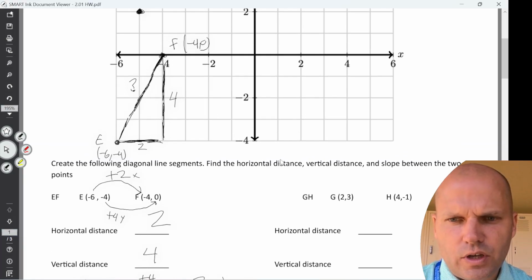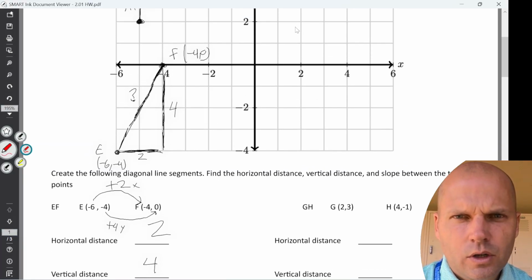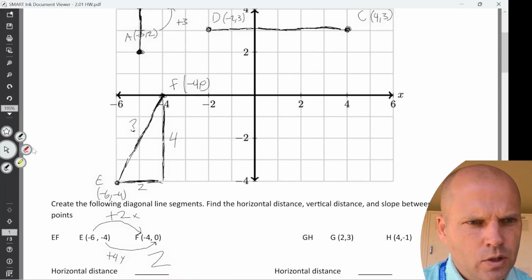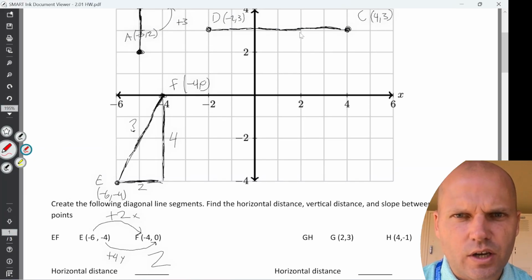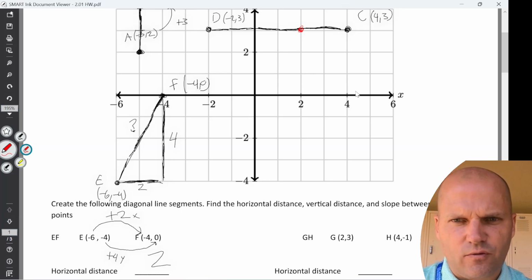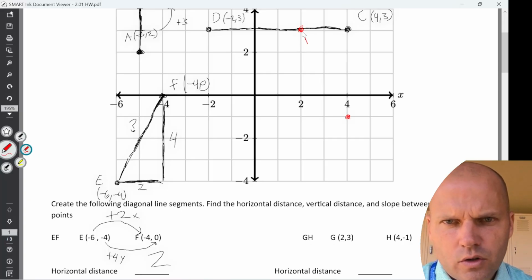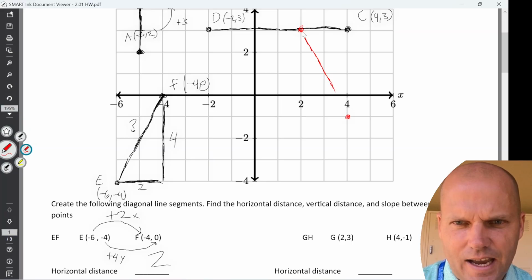GH is 2, 3, 4, -1. So 2, 3 is G. So right 2 from the origin, up 3 from the origin. H is 4, -1. So creating the line segment that is diagonal.